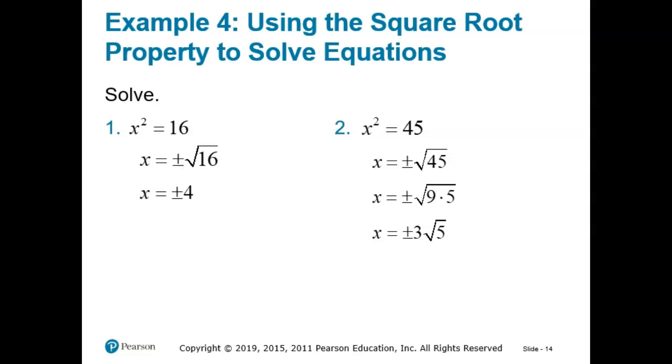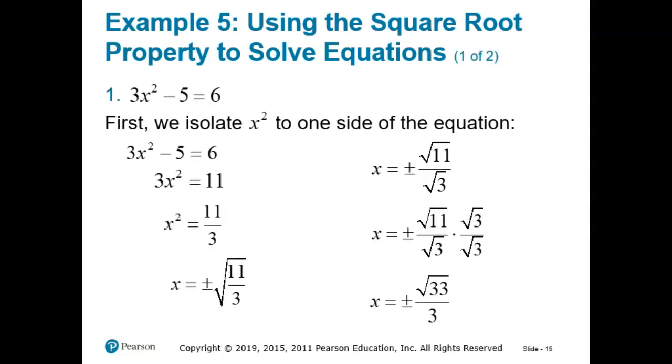But if we square a negative 4, it's also 16. So that's the same reason why when we find the square root of 45, we have plus or minus, and our answer is plus or minus 3 times the square root of 5. Now let's use the square root property to actually solve an equation.